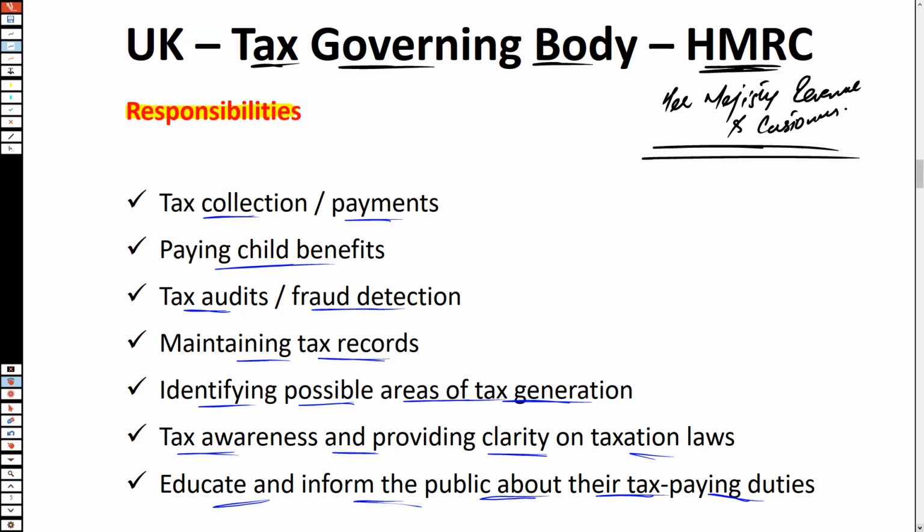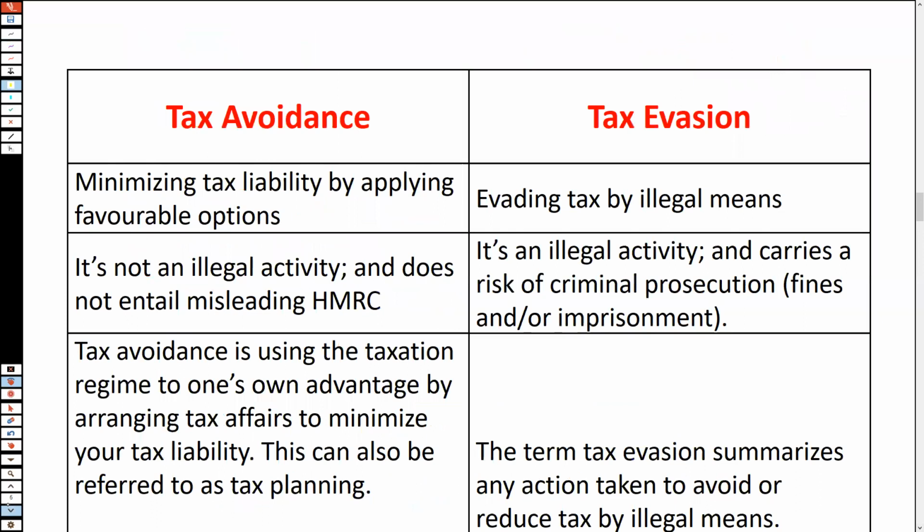And by the way, as we are studying the UK taxes, we need to keep in mind that the UK tax governing body name is HMRC, Her Majesty's Revenue and Customs. 2 terms are here, and in section A, this question can be asked for 2 marks. The examiner will ask which of the following correctly describes tax evasion and tax avoidance. Then you need to select the correct answer.